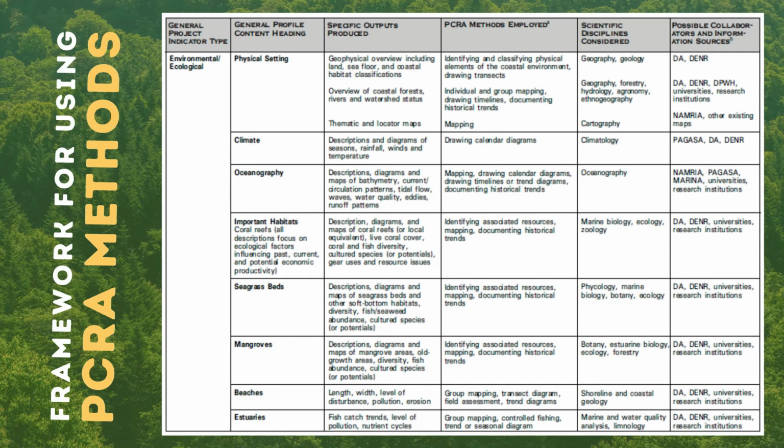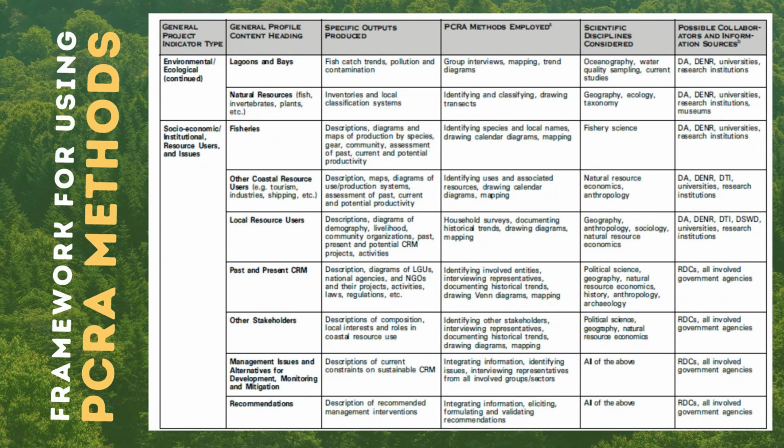Meanwhile, for the beaches and estuaries, we have to measure the length, width, level of disturbance, pollution, erosion, fish catch trends, level of pollution, and nutrient cycles. This can be done by group mapping, transect diagram, field assessment, trend diagrams, and controlled fishing trend or seasonal diagram. So it can still be participated in by the Department of Agriculture and the Department of Environment and Natural Resources.